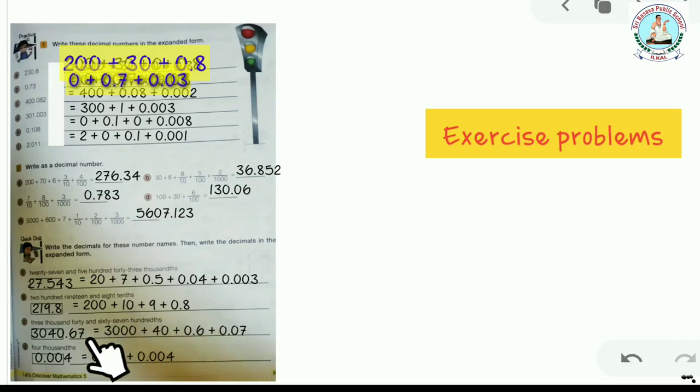Next number name is 4 thousandths, which clearly shows that it is completely a decimal part, so we write it as 0.004. Since the 4 is present in thousandths place and the remaining digits are absent, I have written 0 plus 0, and finally I have written the place value of 4 like 0.004. So this is how you can solve the exercise problems.